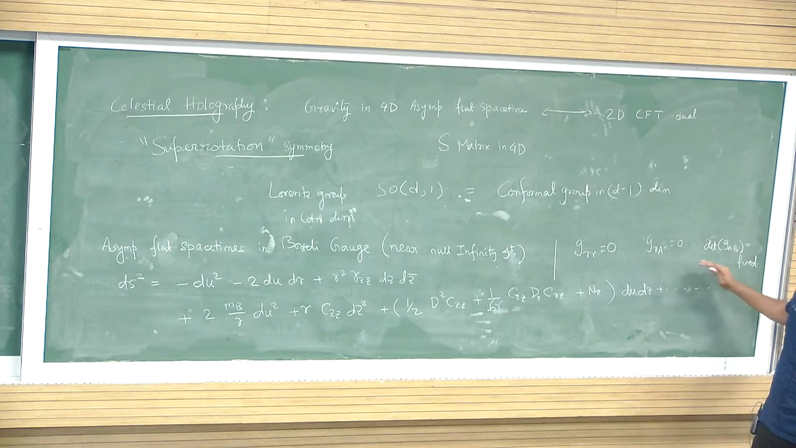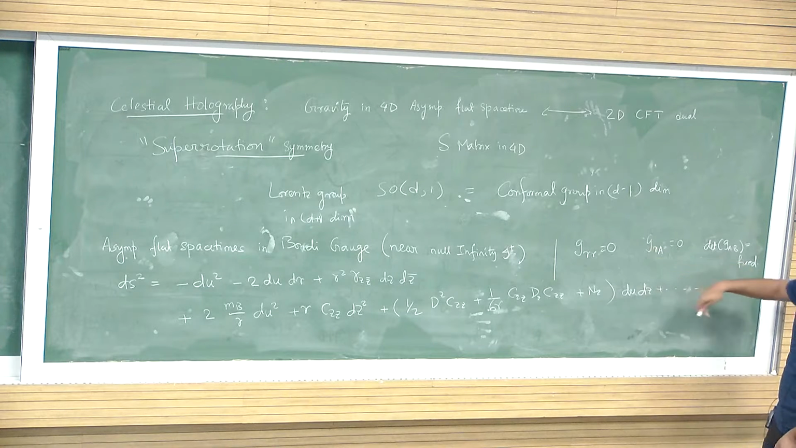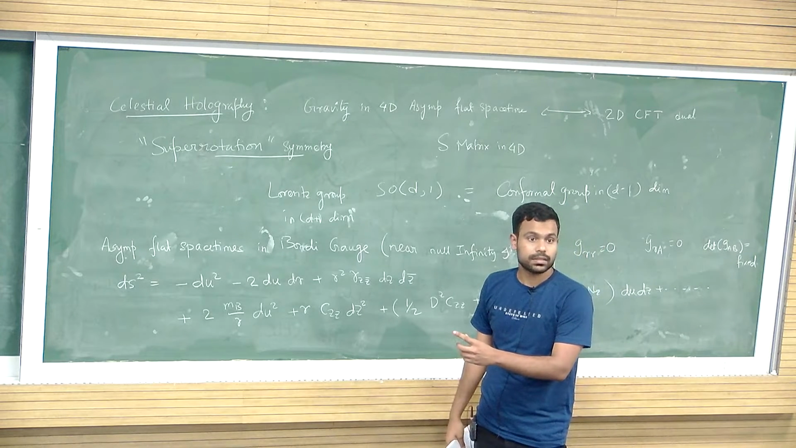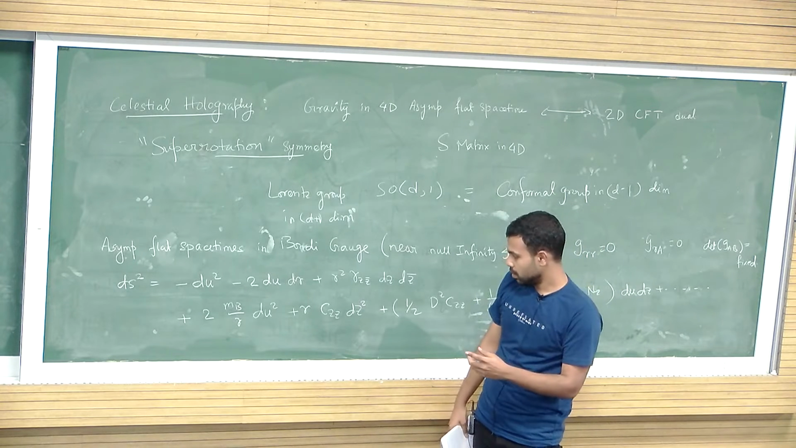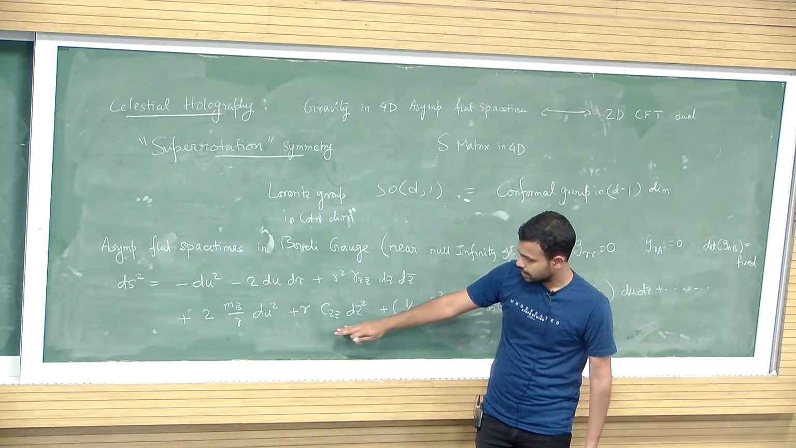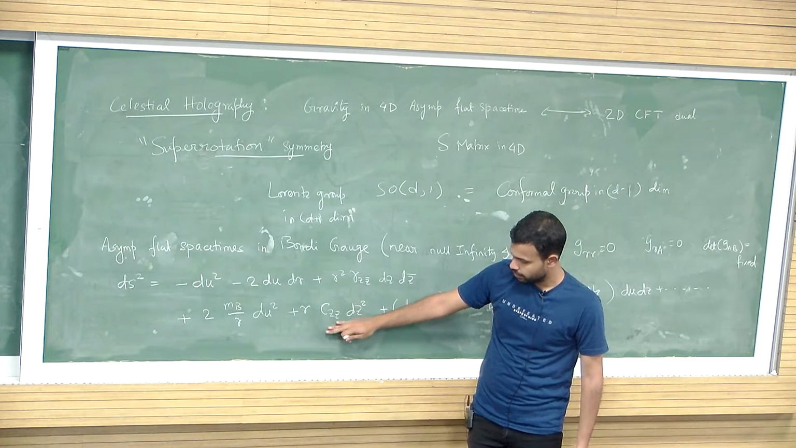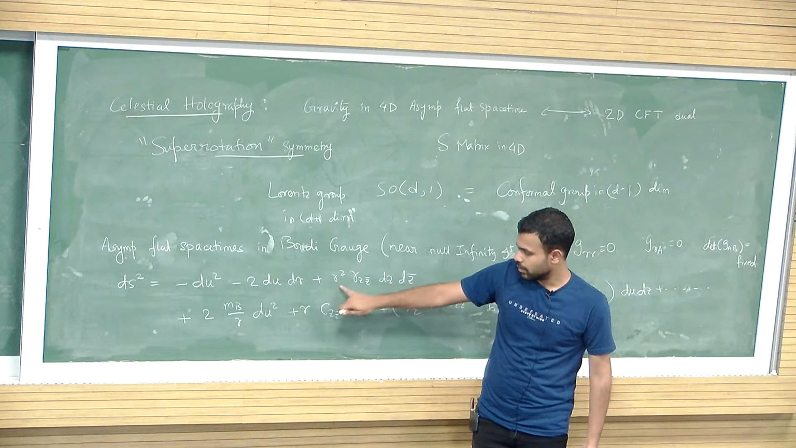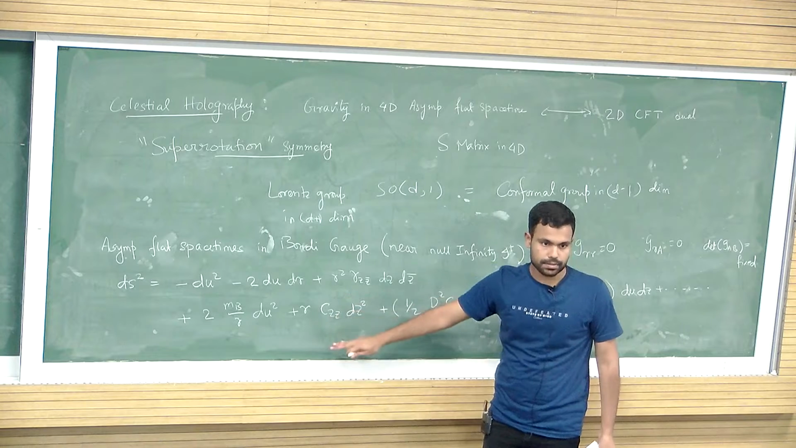Okay, so these are the conditions, and you expand these things. In front of C there is an R, so the limit R tends to infinity. Yeah, but you see this is the metric for the two sphere, and the leading order term is proportional to R squared, right? So this is subleading.